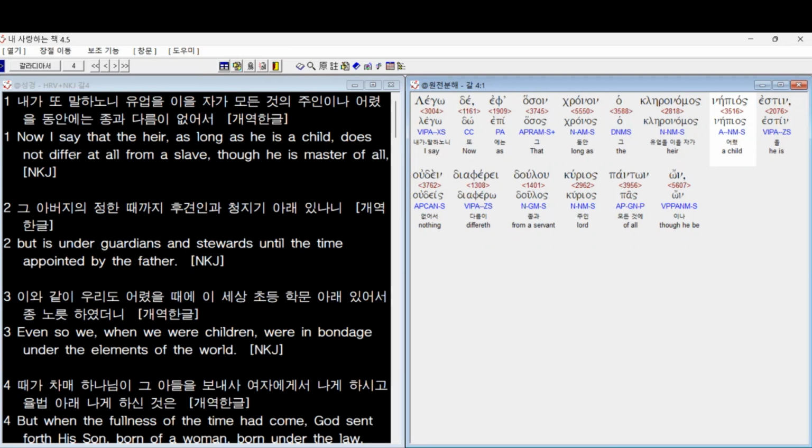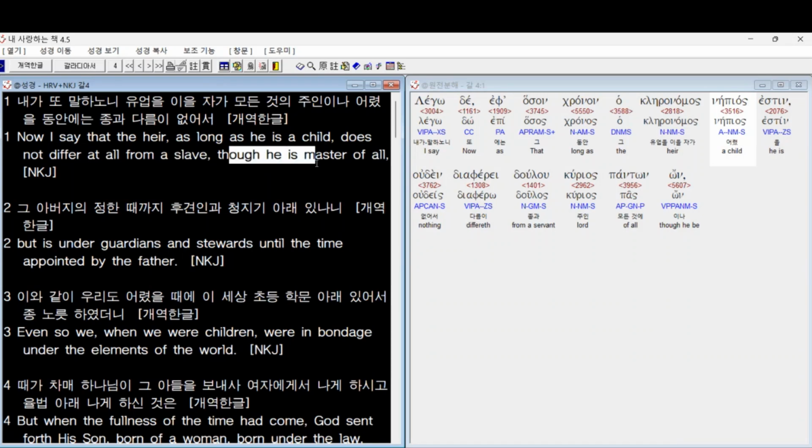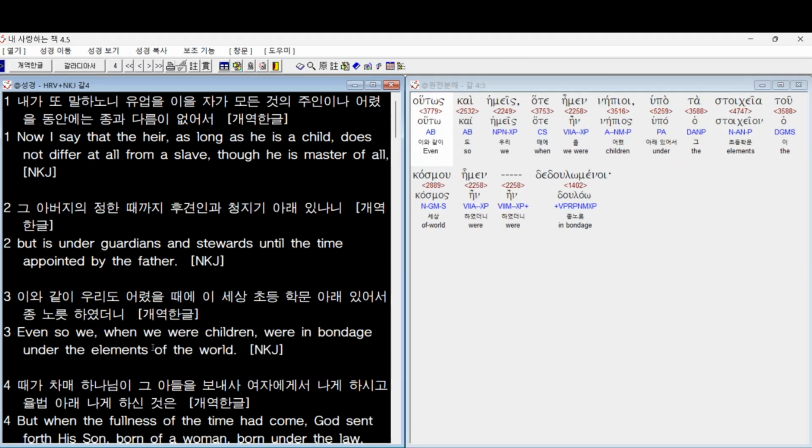is no different at all from a slave. You are a slave of sin, though he is master of all, but is under guardians and stewards until the time appointed by the Father. These guardians and stewards are the ones teaching God's commandment as man's lesson. Who has the mouth of the dragon, the mouth of the serpent, the mouth of the false prophet? Even so, when I was a nepios, we were in bondage under the elements of the world.